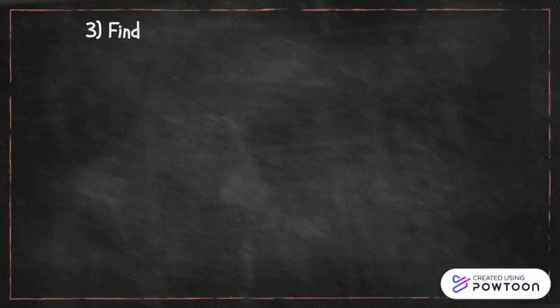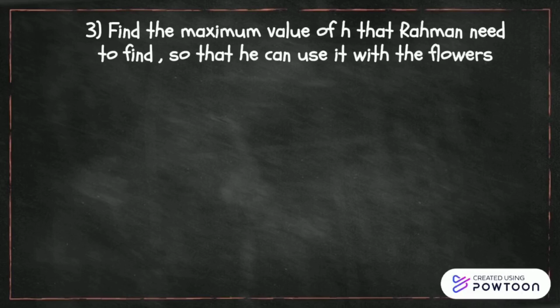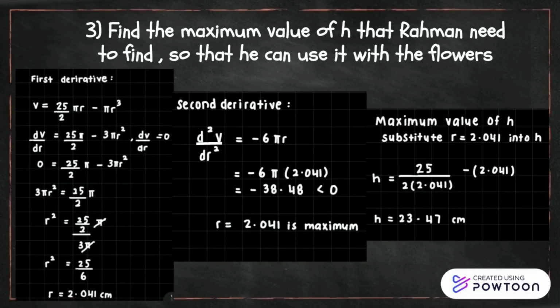Find the maximum value of h that Rahman needs so that he can use it with the flowers. We all know in a maximum and minimum type of question, we must differentiate twice to know whether the value we have is a maximum or a minimum value. So we first differentiate the volume that we got in the second question, which is 25 over 2 πr minus πr³. Differentiate that and we have 25 over 2 π minus 3πr². We use the power rule to get this value.